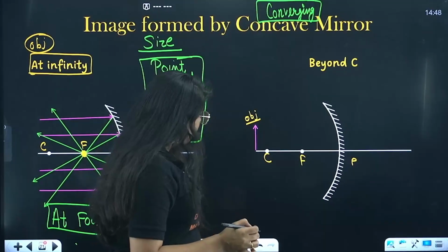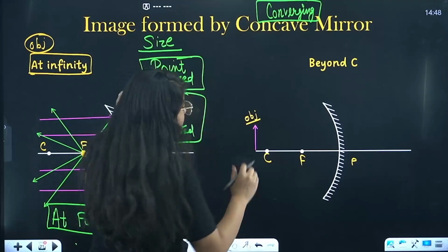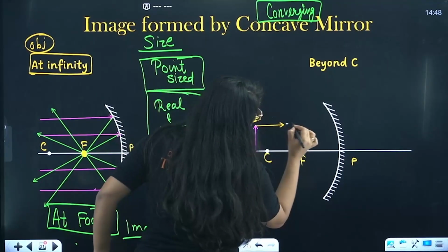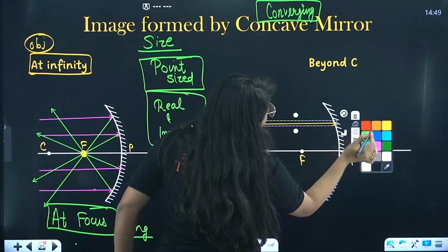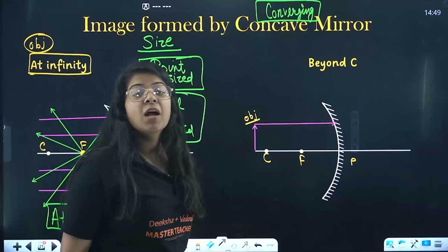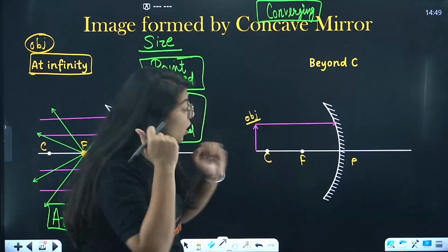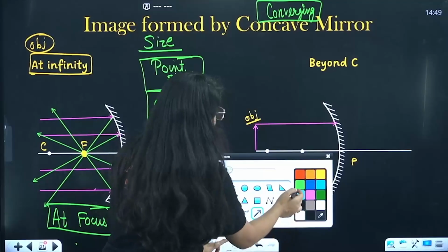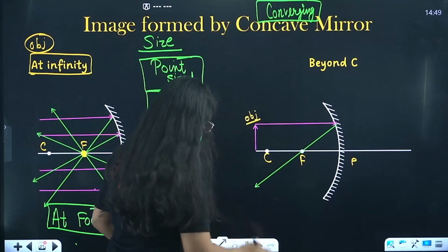Now from this object incident rays will go. How? The first ray will go parallel to the principal axis. Where will it pass from? It will pass from focus, right? So it will pass from focus. Okay, this is your reflected ray.